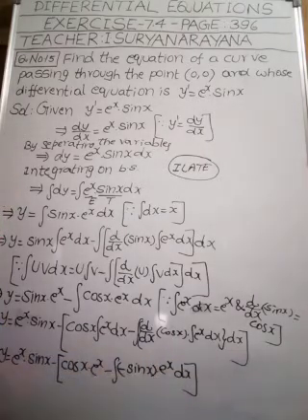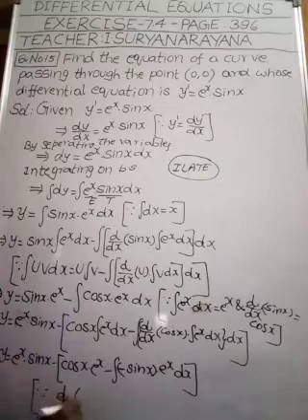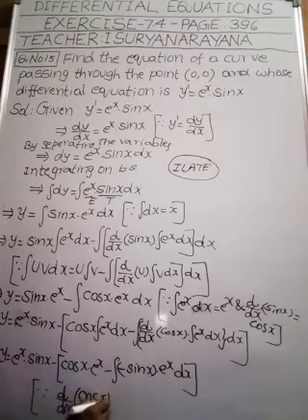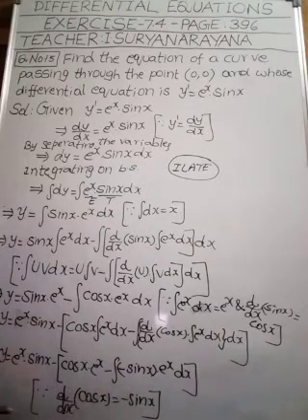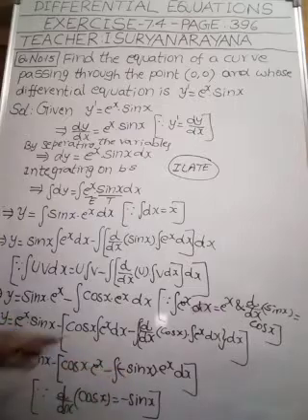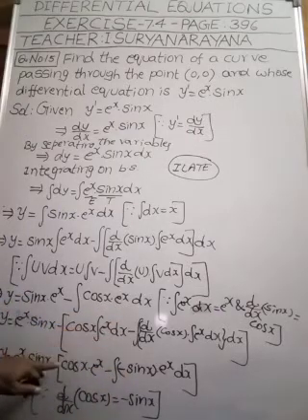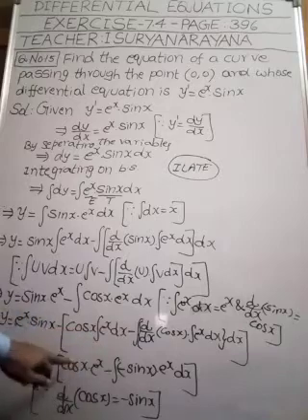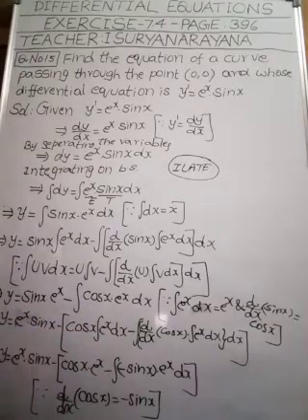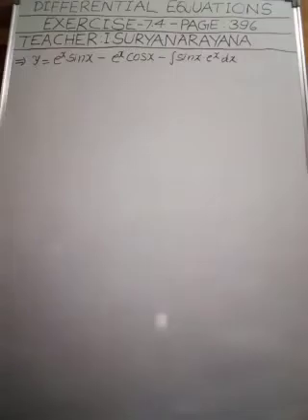Understood this step, my children? Here we have used a new formula. What is that new formula? d by dx of cos x is equal to minus sin x. Understood this formula, my children? By using this formula, we wrote this part. And in the remaining parts, we have used the previous formula already. Understood this step, my children? Right. By using the distributive property, we get this step.